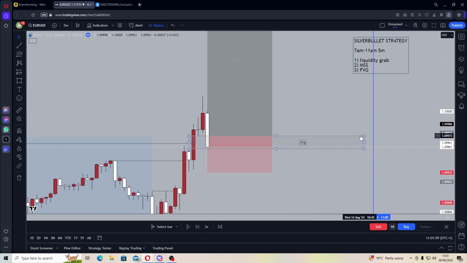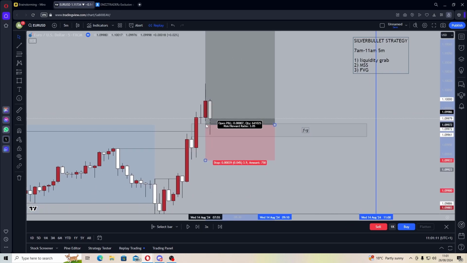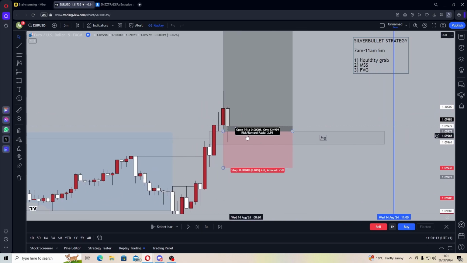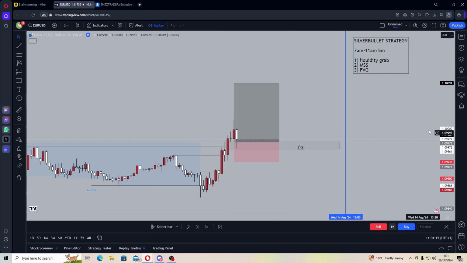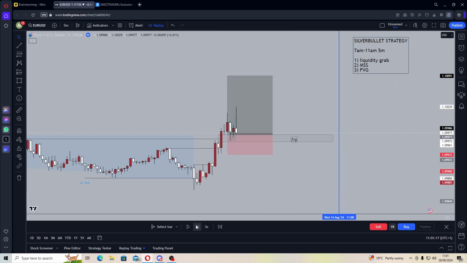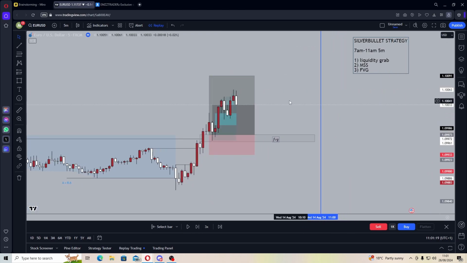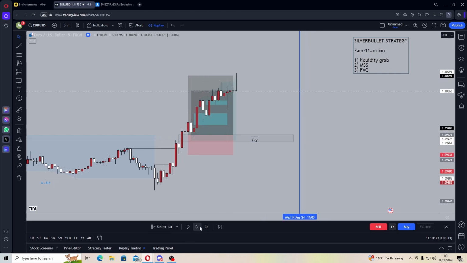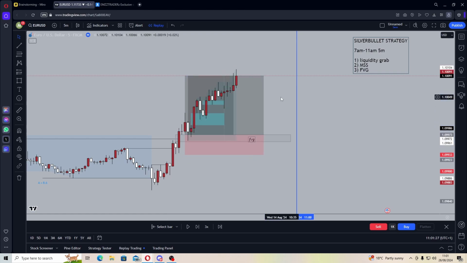Once price re-enters this area, just like it did here, this is going to be our entry point. We've just entered, and now if I play price forward, you can see it's going all the way up, and this is the high probability fair value gap that I was talking about. It's highlighted in blue. If I play price forward, you can see it's going all the way up, and it's just smashed TP.